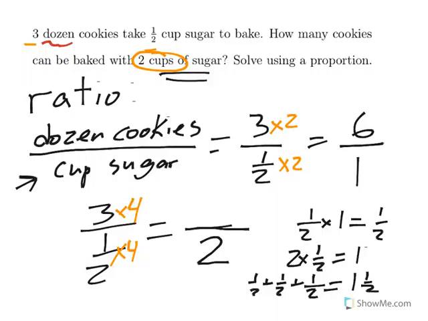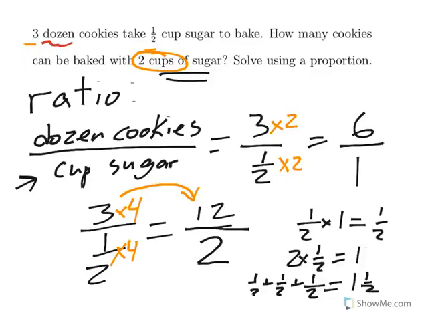And typically for me, that's the hardest part of a proportion problem. Yes, setting it up takes some practice, but once you're kind of good at analyzing the words to make up your ratio, the hardest mathematical part is coming up with that multiplier. Now that I have it, all I have to do is figure out, well, what's 3 times 4? And 3 times 4 is 12.